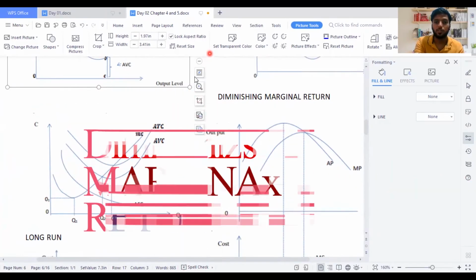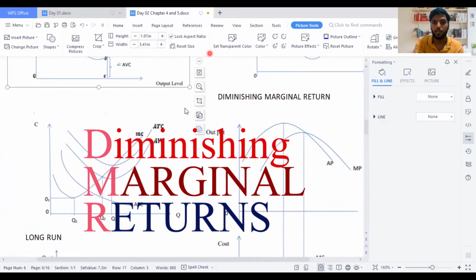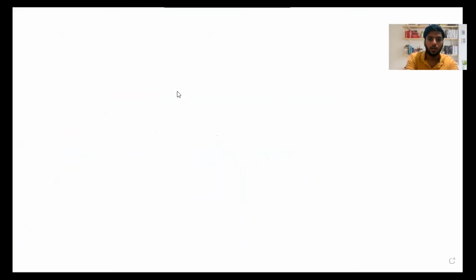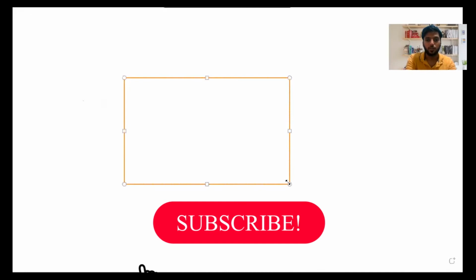Let me move on to this diminishing marginal return whiteboard, and let me explain how diminishing marginal return works. Now, take a land, guys. A good example for this is a land. So I take this land.